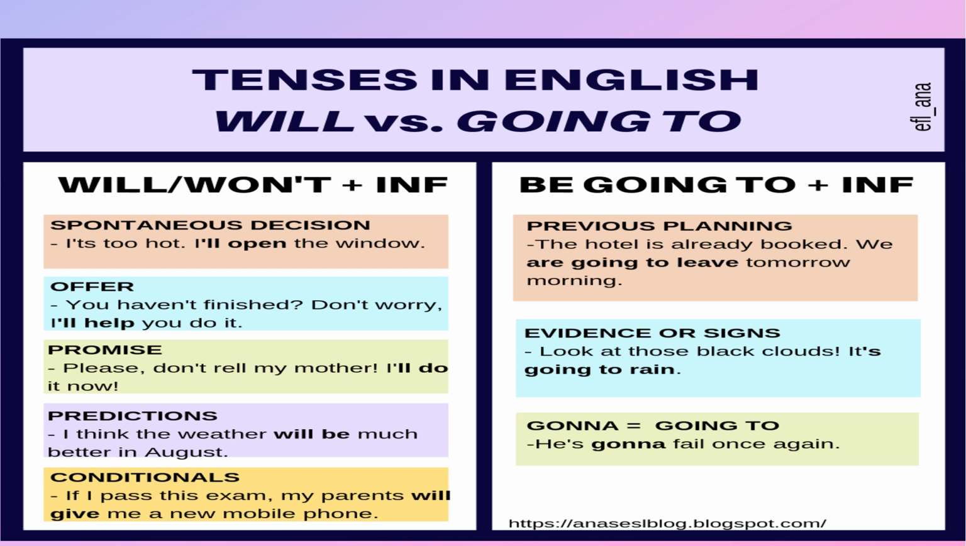So first let's focus on the left side, will or won't plus information. Okay, so when a decision is happening spontaneously, let's look at the example. It states that it's too hot, I'll open the window now, or I'll open the window. So within this example, you can see that there was no planning to open the window. There was no sitting for an hour and then thinking I'm going to stand up and open the window. It happened spontaneously. The person was hot and then they opened the window.